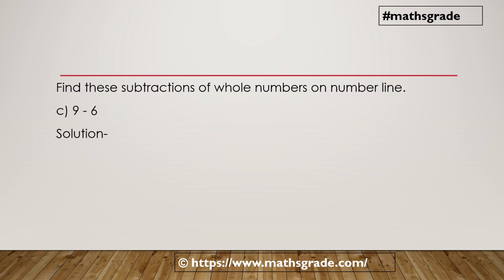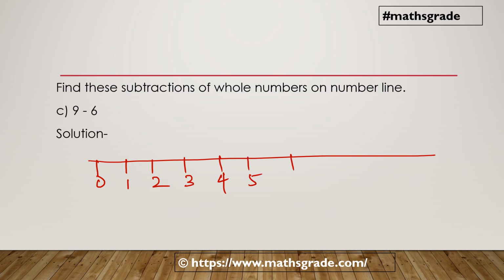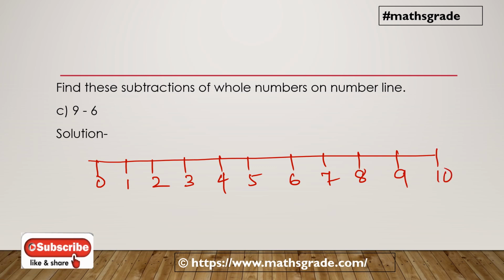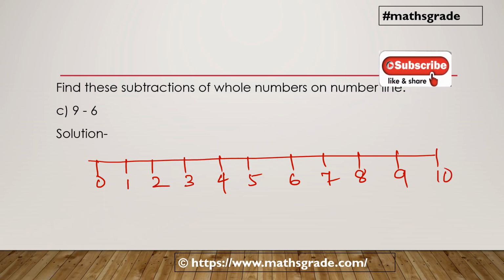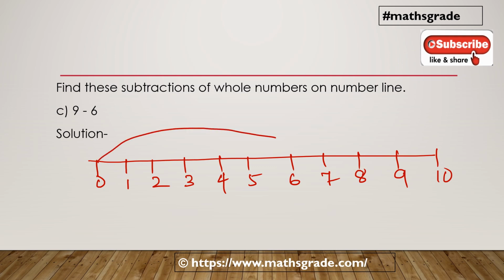Now third bit C, 9 minus 6. Represent the subtraction of whole number 9 minus 6 on the number line. First draw the number line. Whole numbers start with 0. So this is 0, 1, 2, 3, 4, 5, 6, 7, 8, 9, and this is 10. Starting from 0, move 9 units, that is the number 9. 0 to 9. 9 minus 6. We have to subtract 6 from the number 9.